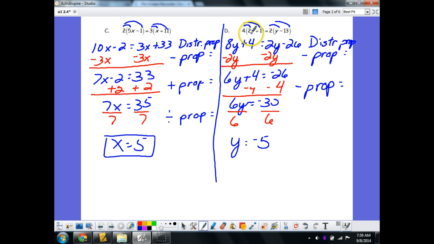And a quick check, we'll have negative 10 plus 1, which is negative 9, times 4 is negative 36. And here we have negative 5 minus 13, which is negative 18 times 2, again, is negative 36. So it checks. That's the end of this video. In the next video, we are going to look at equations that have special cases for their solutions.